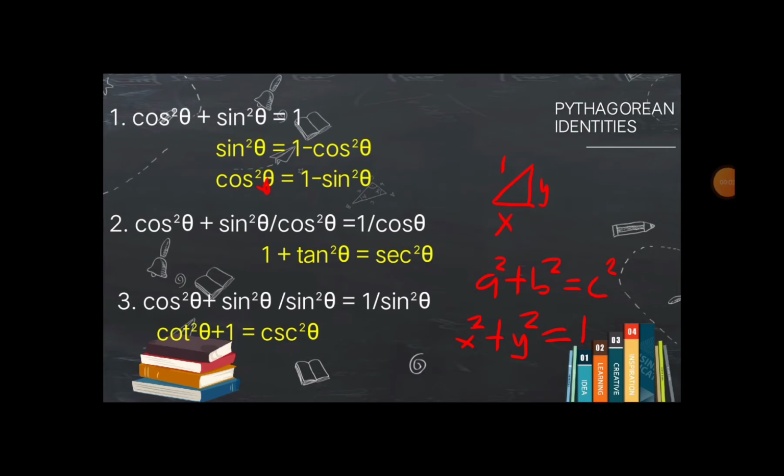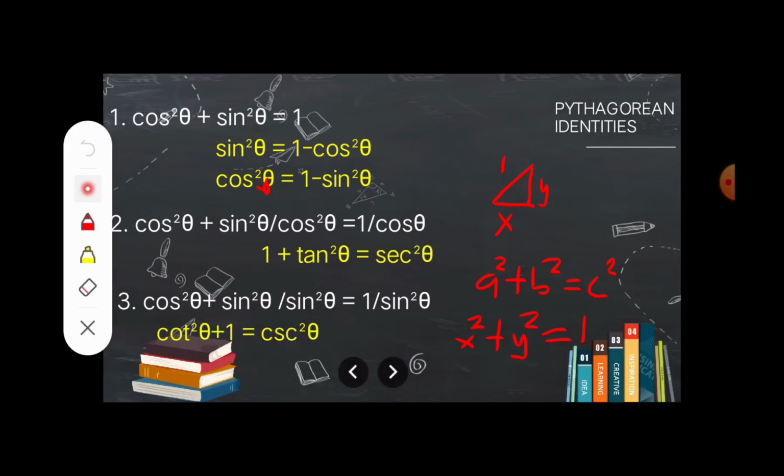So, since we are dealing with the unit circle, we have the Pythagorean identities. From the Pythagorean identities, let's say our unit circle, we're going to create a right triangle. Then I will transfer here the right triangle. In the unit circle, our radius is equal to 1. Our vertical line is y, and horizontal line is x.